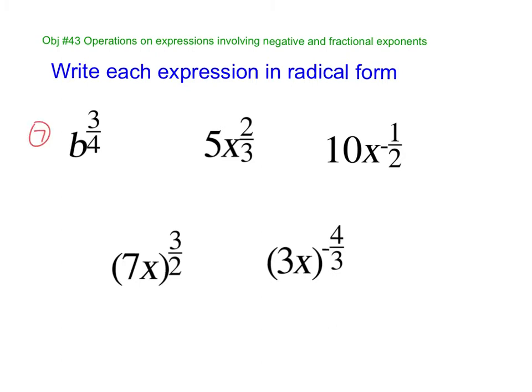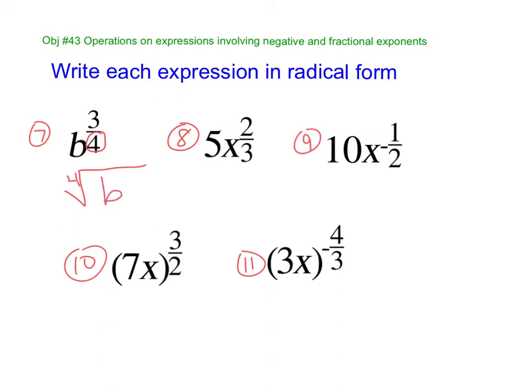So we're up to 7, 8, 9, 10, and 11. So we have our root. The denominator is the index, so 4, and then b to the third. And that's it. Think of it as 3 times a quarter. The 1/4 is your root, the 3 is your exponent. And the way we say this is the 4th root of b cubed. The 4th root of b cubed.